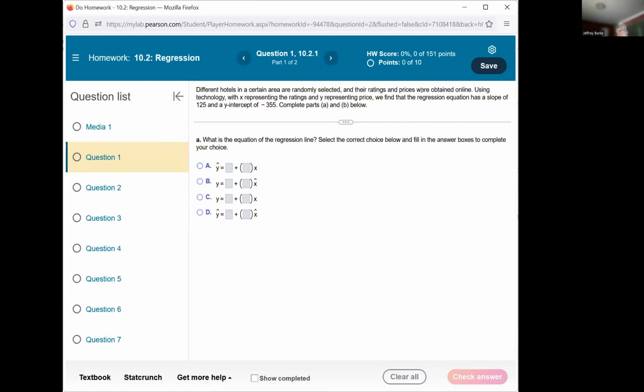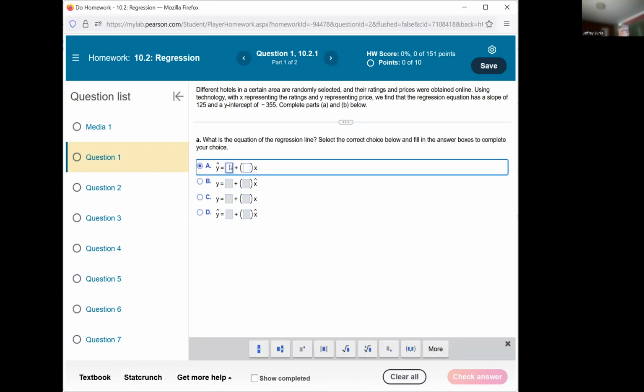Okay, so different hotels in certain areas were selected that has a slope of 125 and a y-intercept of negative 335. So remember, the y-intercept is going to go down here and the slope is going to go here. So the y-intercept is going to be first, negative 335, and then the slope is going to be 125. And that's what we're after.